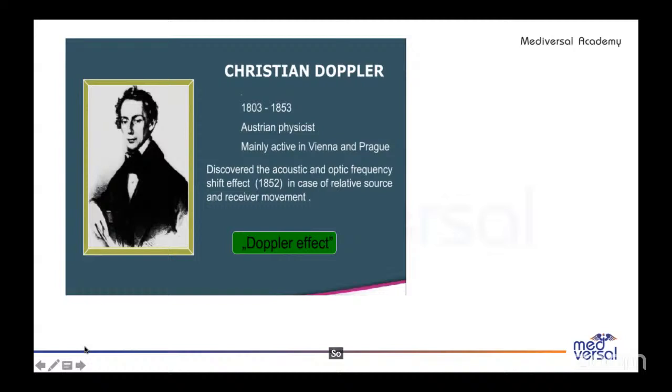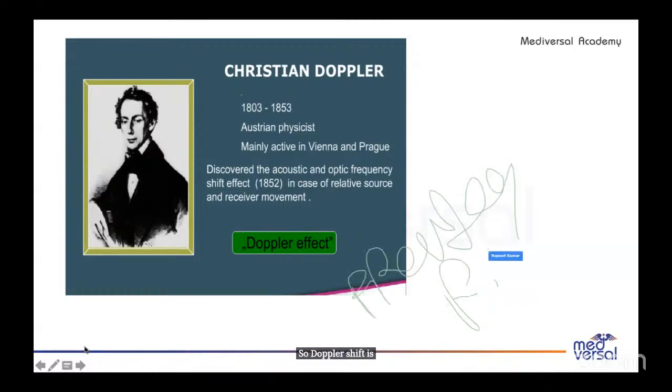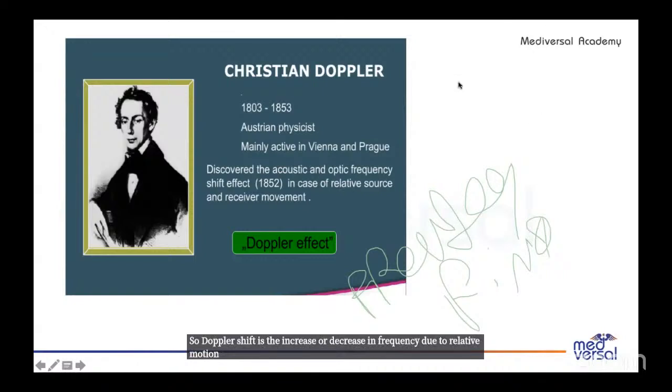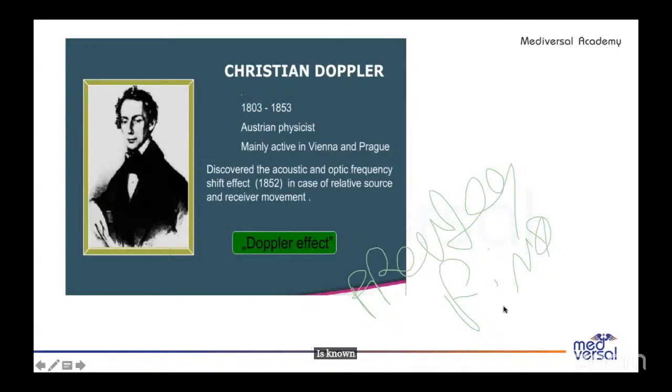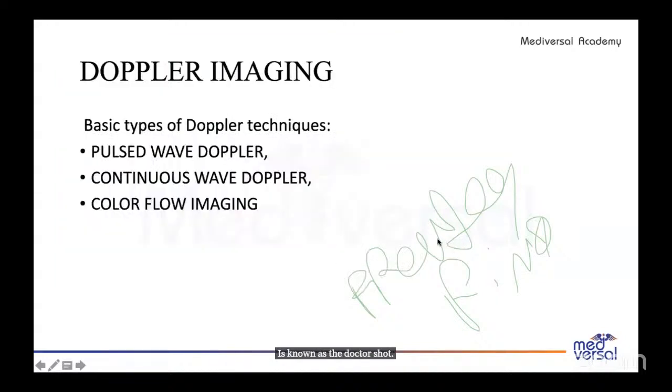Doppler shift is the increase or decrease in frequency due to relative motion between the transducer and the target RBCs. This is known as the Doppler shift. This we did before also. Initially also we did this.